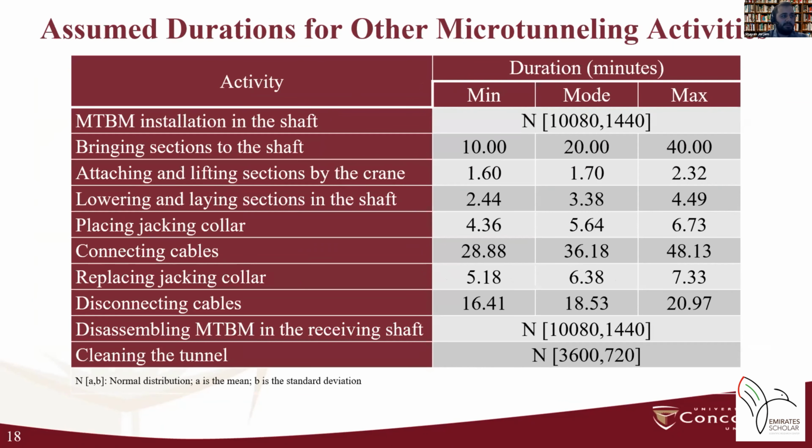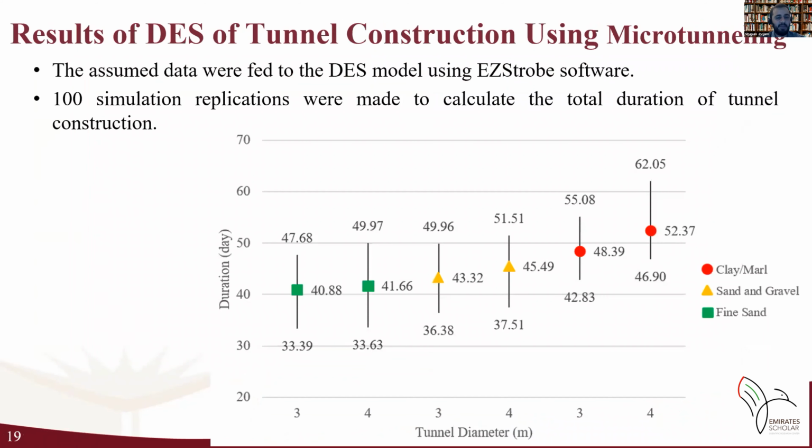And here in this table, we can see the probabilistic distribution of other activities' duration. For example, the duration of connecting cables is minimum 28 minutes, maximum 48, with the mode of 36 minutes. The assumed data were fed to the DES model using ISARC software, and 100 simulation replications were made to calculate the total duration of tunnel construction.